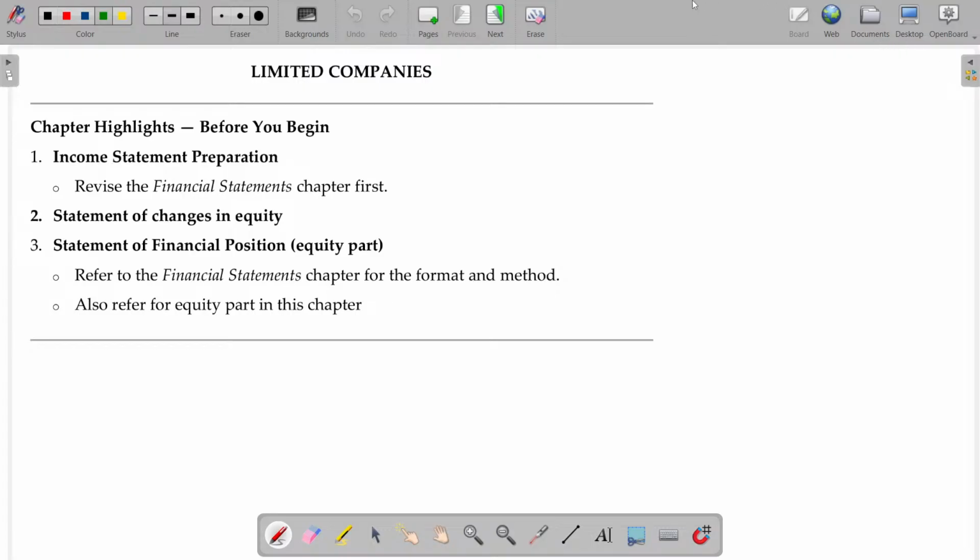We'll see limited companies related illustrations and others and small concepts.